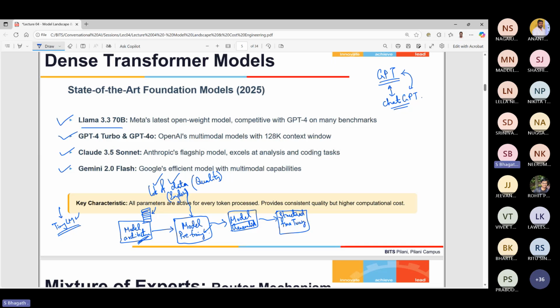Yes. So SFT is where you are trying to tell the model, now, this is a generalist.